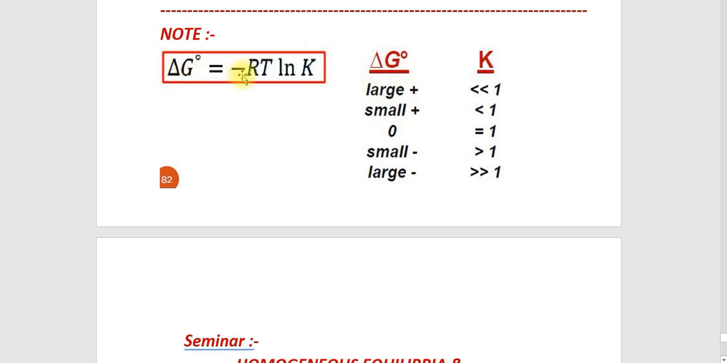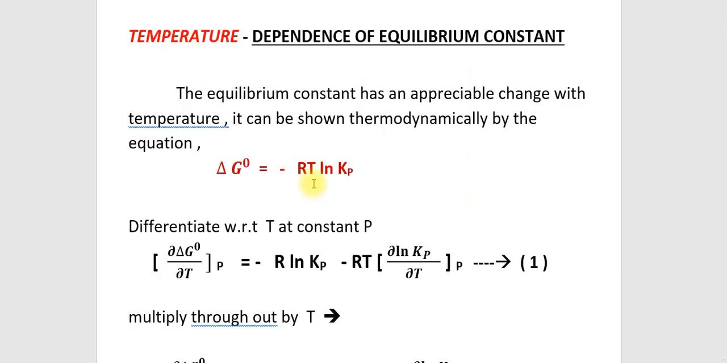This is also the thermodynamic equation, or the temperature dependence of k. Delta G0 is equal to minus RT ln k. If delta G0 is a large positive value, then k is very small. If it is a small positive value, then k is a bit larger, but still less than 1. When it is equal to 0, k will be equal to 1. If it is small negative, then k will be greater than 1. The large negative means k is much greater than 1. Very important item. Okay, that's all about the thermodynamic derivation of the equilibrium constant.